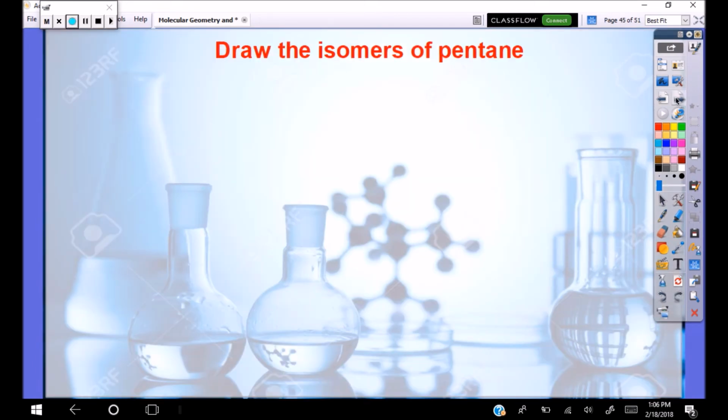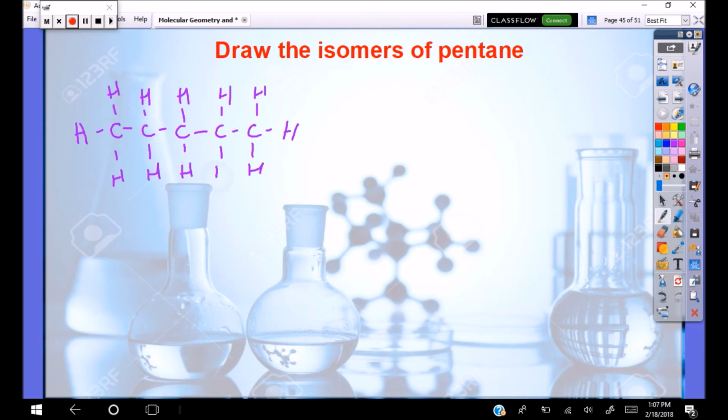So let's draw some isomers of pentane. Pentane, we know, has 5 carbons. So you have 1, 2, 3, 4, 5. Okay. So this is the typical structure you'll see for pentane if you're looking at the line bond formula, but I'm going to go ahead and expand it out. All right, pentane. So pentane's formula is C5H12. Okay, so this is one of the possible versions of pentane as an isomer.